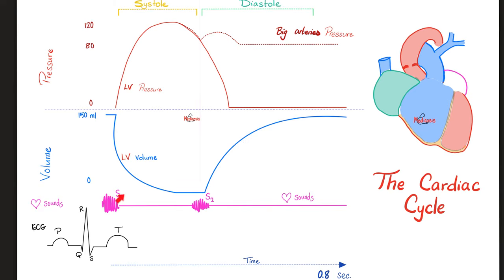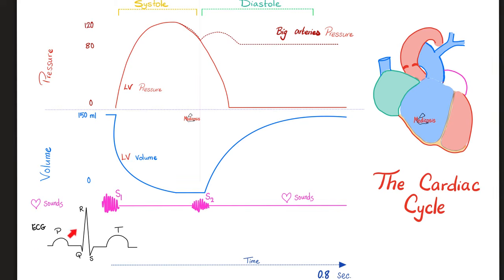S1, closure of the mitral and tricuspid valves. When do they close? Just before systole, just before blood leaves the ventricle and goes to the outside. These two valves close to prevent the backflow of blood from the ventricle to the atrium. How about S2? Closure of the aortic and pulmonic valves. When does that happen? Just before diastole, just before my ventricle fills with blood, to prevent the backflow of blood back to the ventricle. And here's the EKG.